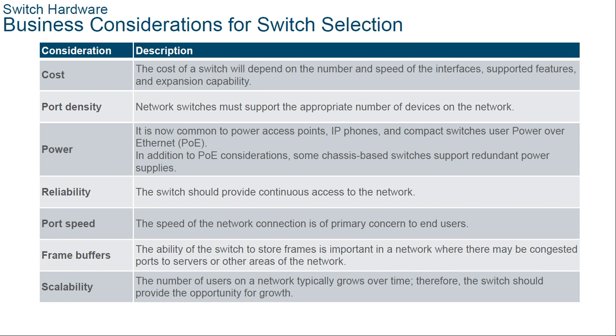Then port speed, like we discussed earlier, 10 meg, 100 meg, 1 gig, 10 gigs. Frame buffer: the ability of the switch to store frames is important here. Let's say there is a congested port, the switch needs to have some buffer before sending the actual traffic. It cannot send everything in real time, for example, because of the speed or because the traffic is higher.